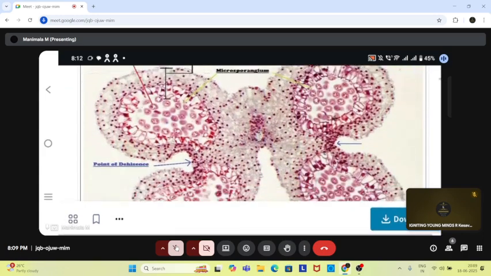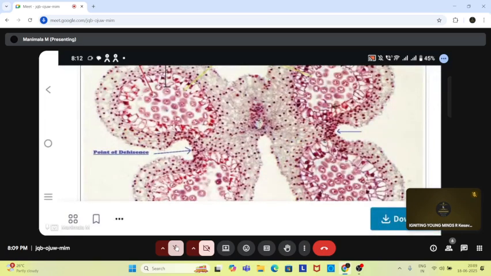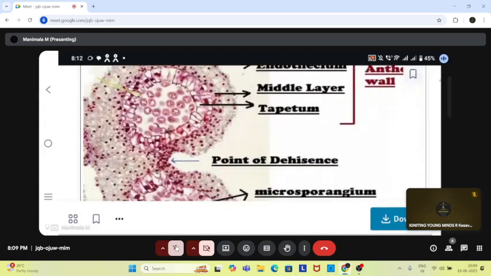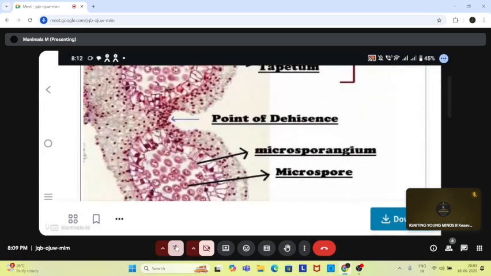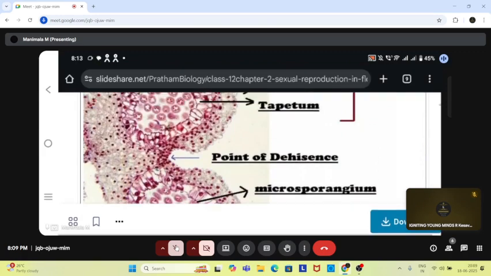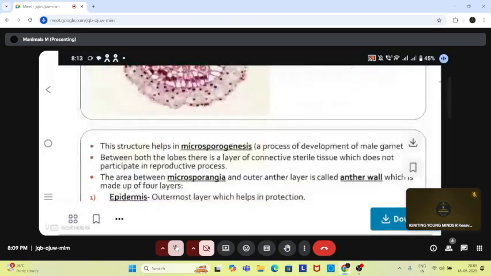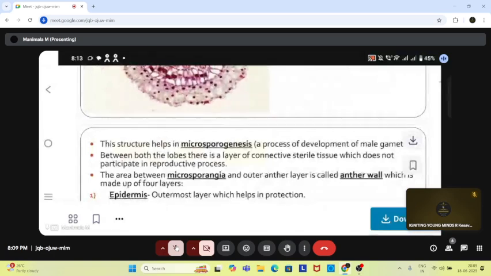Here, how many chambers do we have? I told you it is either dithecous or monothecous. Dithecous: you see, two lobes, four microsporangia, four pollen chambers. So this is an example of a dithecous anther. And monothecous has only two chambers and one lobe. Then it is called a monothecous anther.